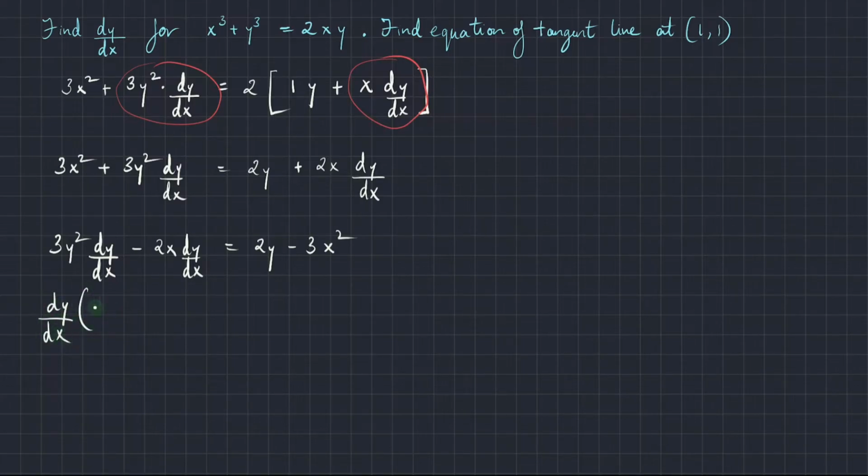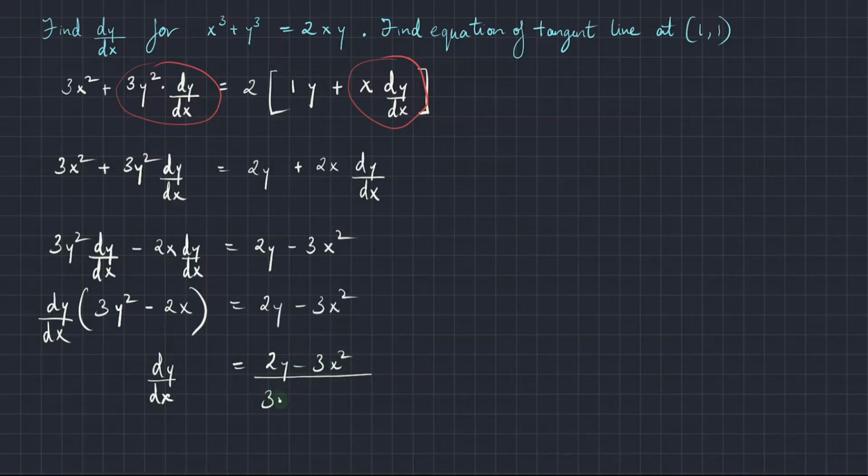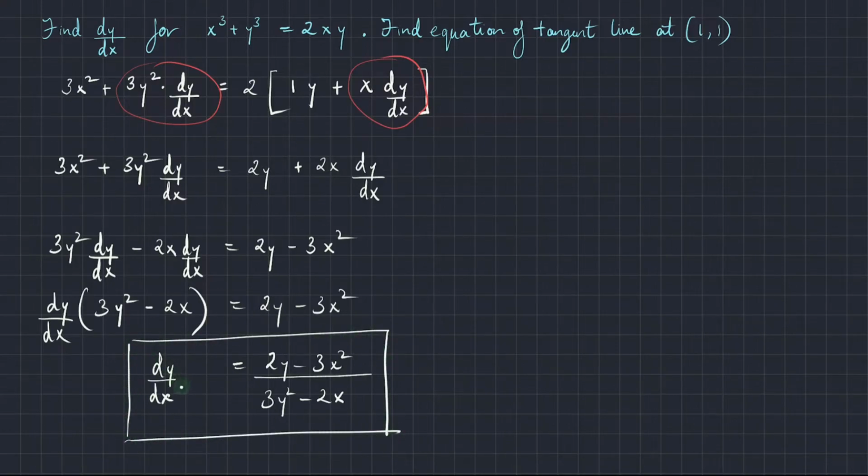dy/dx times (3y squared minus 2x) equals 2y minus 3x squared. And now finally we can isolate for dy/dx by dividing both sides by 3y squared minus 2x. So finally dy/dx equals (2y minus 3x squared) divided by (3y squared minus 2x). Now the first part of the question, that is finding dy/dx, is done. This is all we need to do for dy/dx.